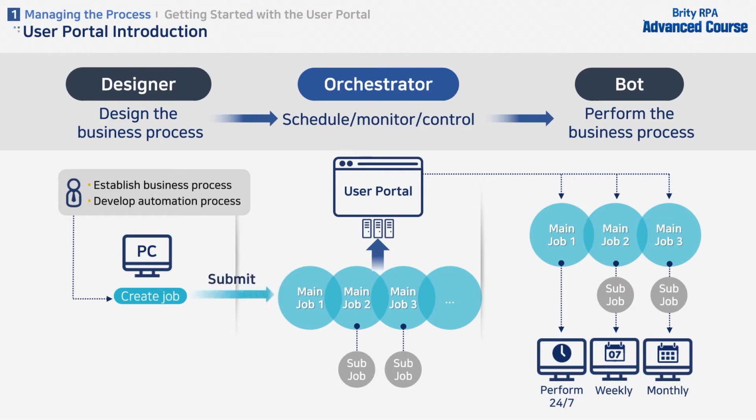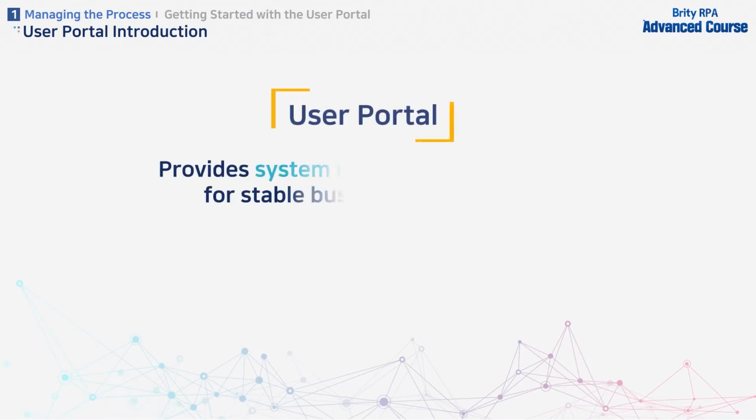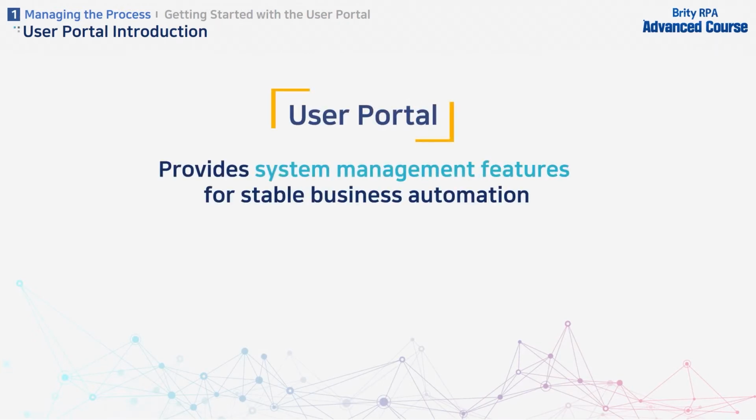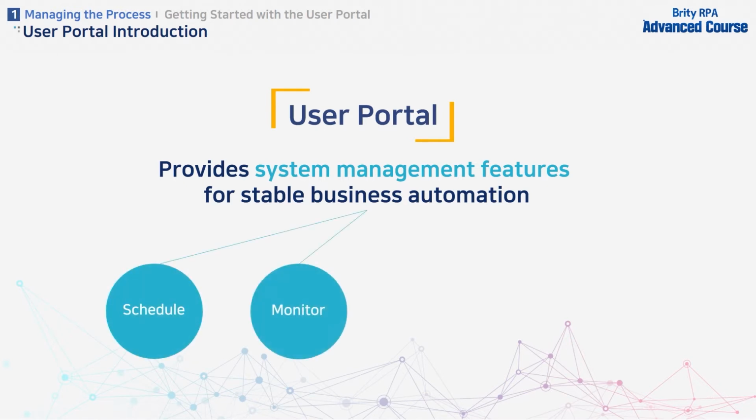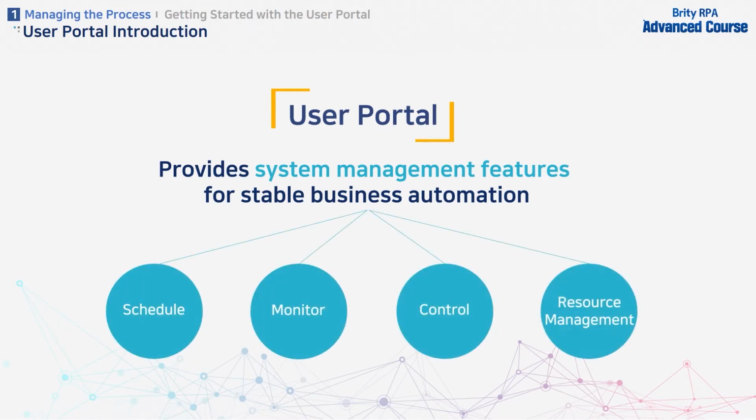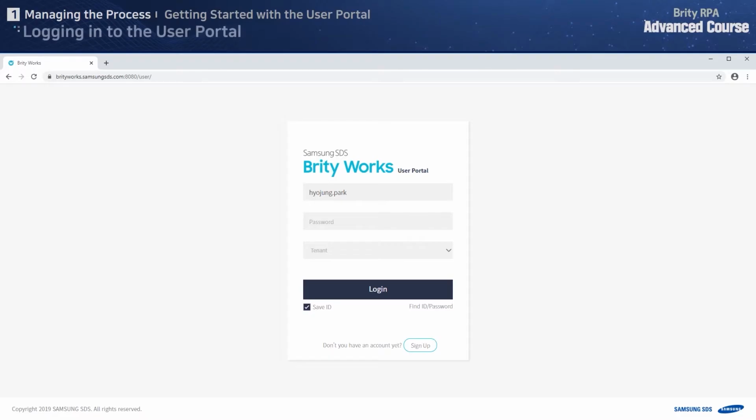Once the project is registered on the server, you can check it on the user portal and schedule, monitor, control, and manage the project. In other words, the user portal is a web service that provides system management functions such as scheduling, monitoring, control, and resource management for stable business automation. Next, let's take a look at the user portal and its main functions.